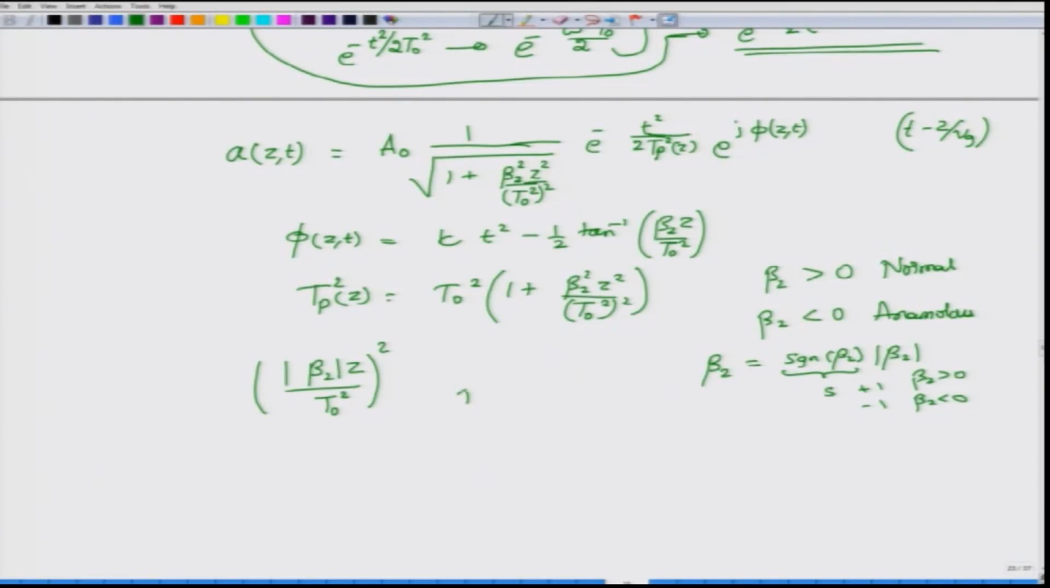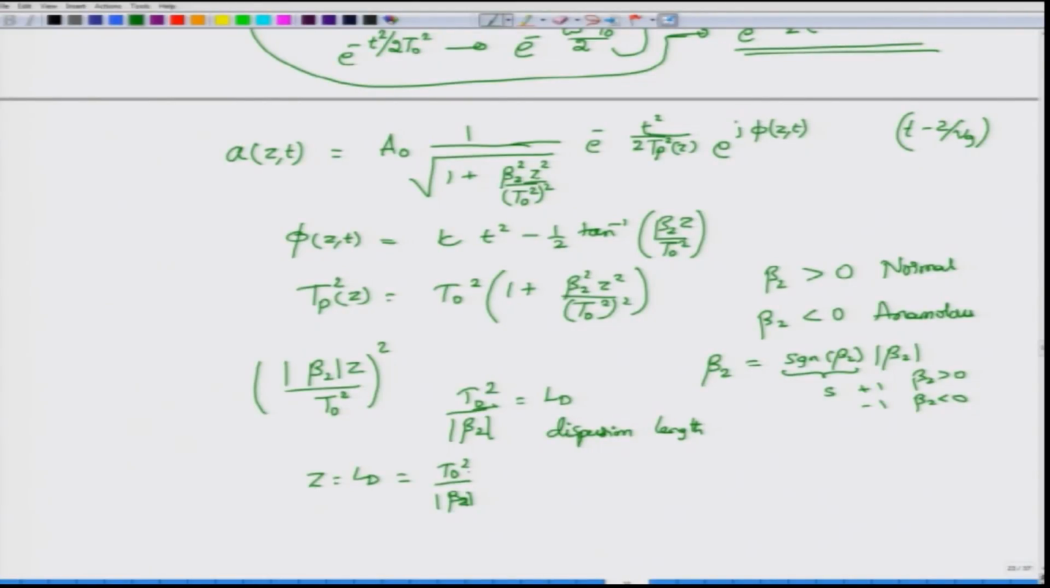Let me denote t 0 square by magnitude of beta 2 as L d, and call this L d the dispersion length. So, what is this dispersion length? Dispersion length tells you that when z becomes equal to L d, meaning when z is equal to t 0 square by magnitude of beta 2, which of course depends on the t 0 you have been given and the magnitude of beta 2 at that particular frequency.